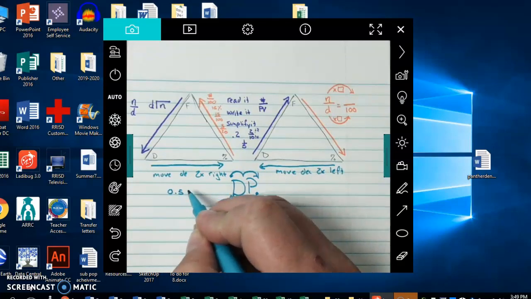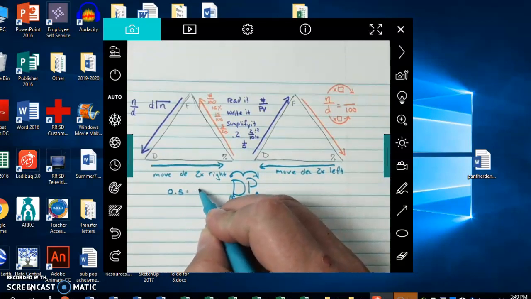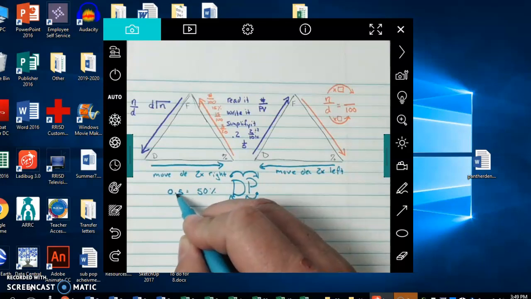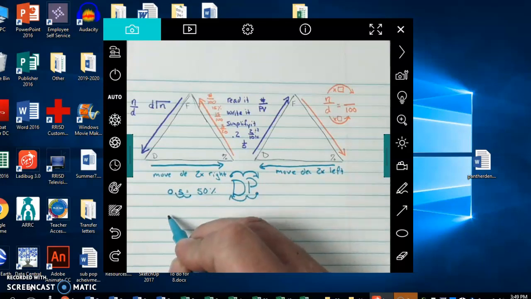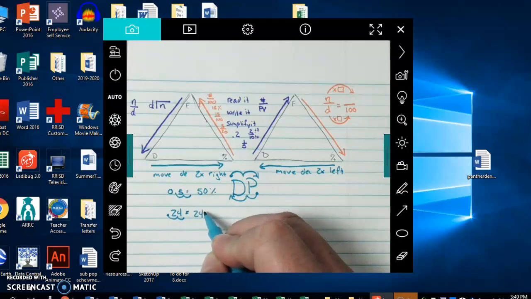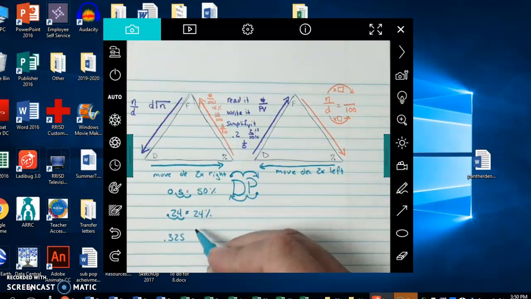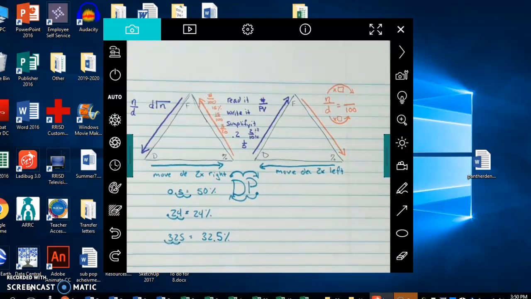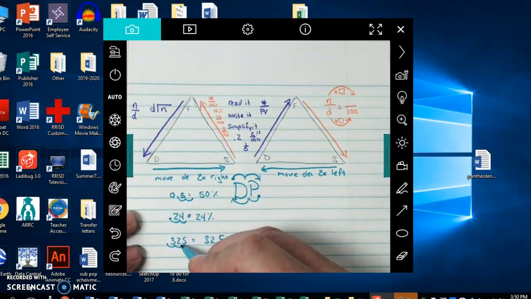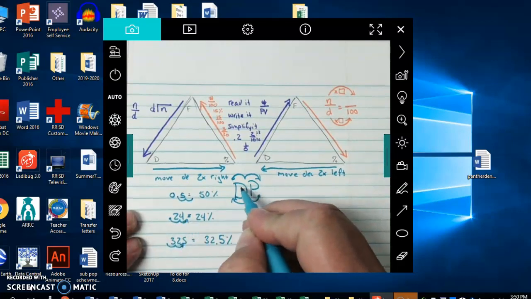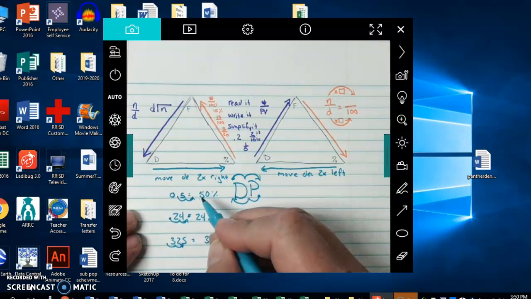0.5 becomes 50% because we move it once and twice. 0.24, we move it once and twice, that becomes 24%. 0.325, we move it once and then twice, becomes 32.5%. We're always going from decimal to percent, we will always move to the right.